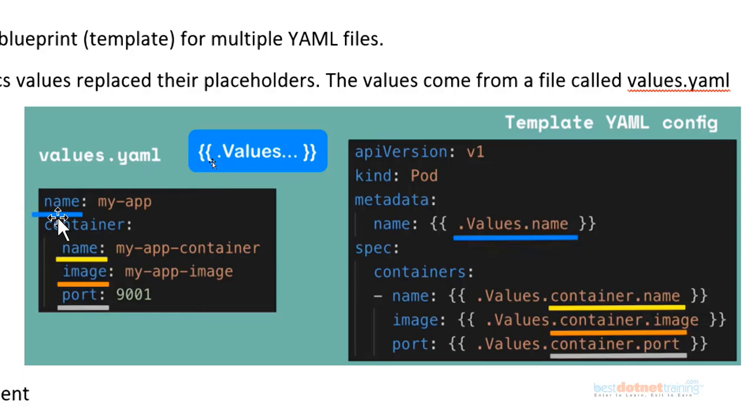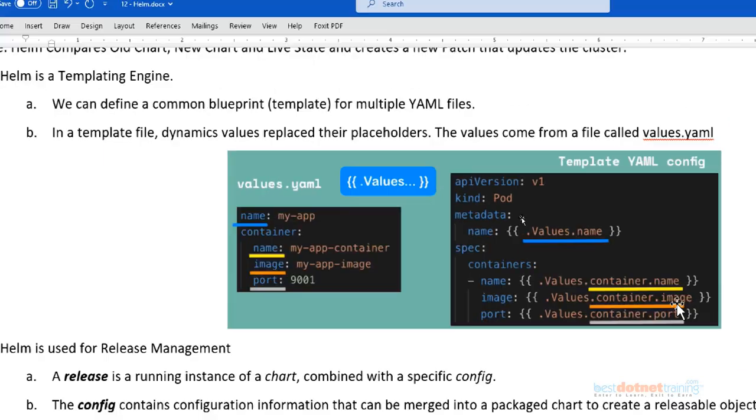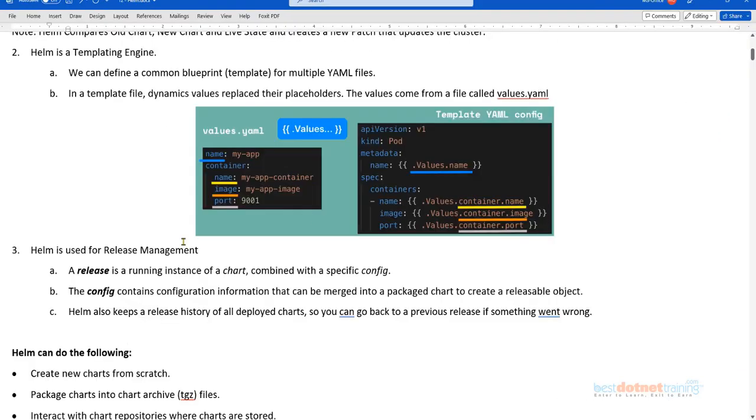Okay, so there are two top levels. One is name, other is container. So values.name, values.container. And nested inside container are some more properties: name, image, port. Okay, so like this, Helm will insert values into the template dynamically.